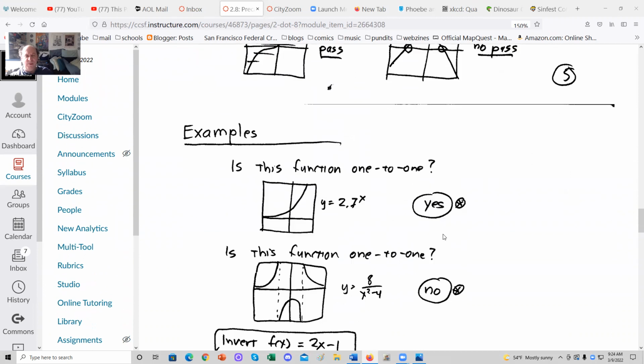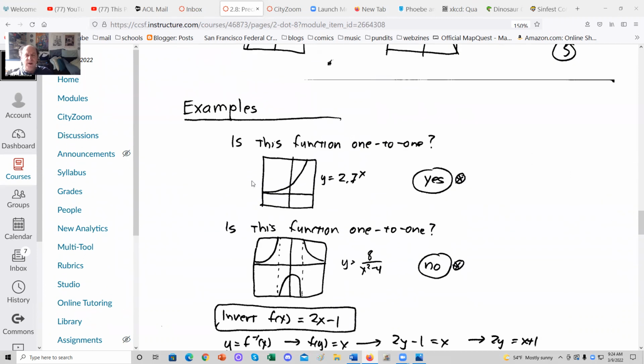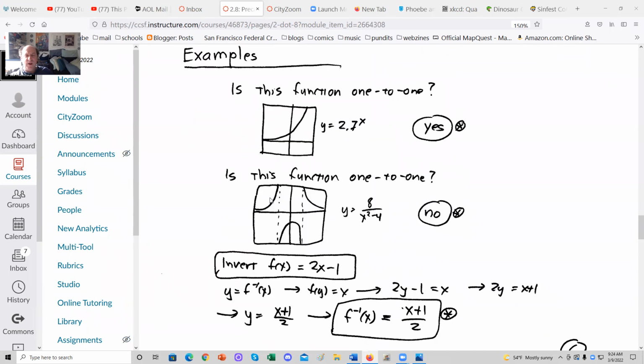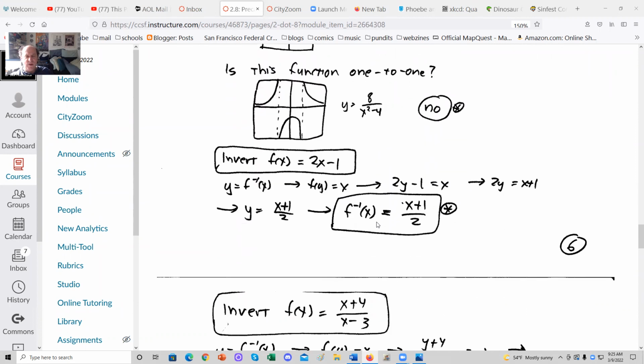Okay, so for example, is this function one-to-one? Yes, it is. Every horizontal line meets it once. Is this function one-to-one? Well, clearly not, because here's a horizontal line that meets it twice. Here's another one that meets it twice. So no, it's not a one-to-one function.